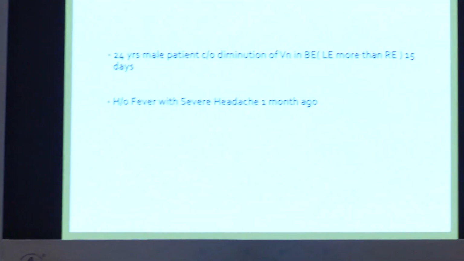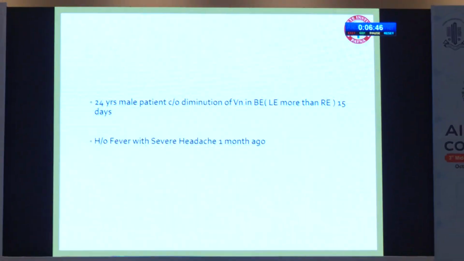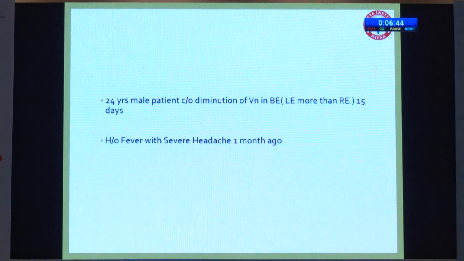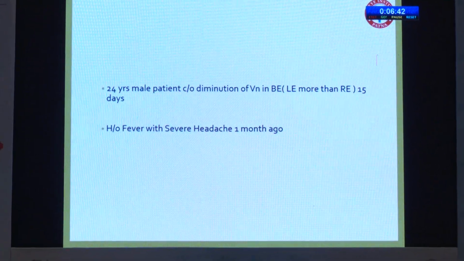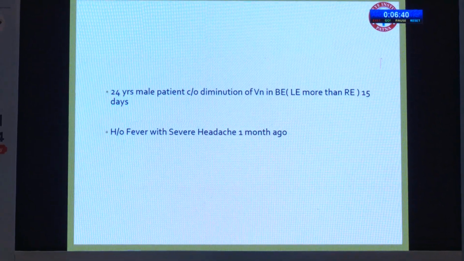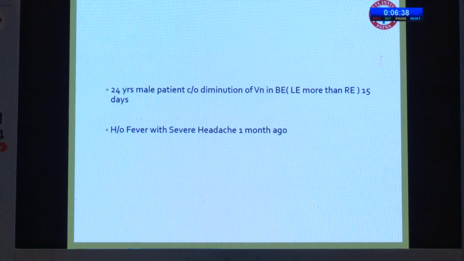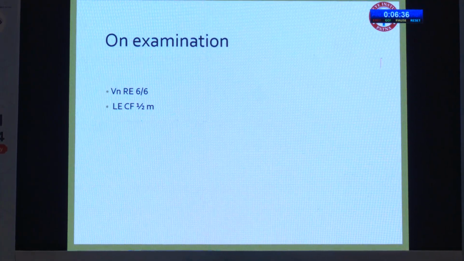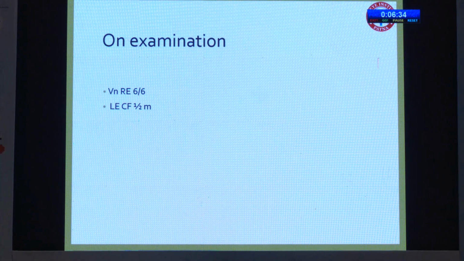So this was a 24-year male patient who complained of diminution of vision in both eyes, left eye more than right eye for 15 days, and the only positive history was history of fever with severe headache 1 month ago. On examination, vision in the right eye was 6/6 and left eye was counting fingers at half a meter.